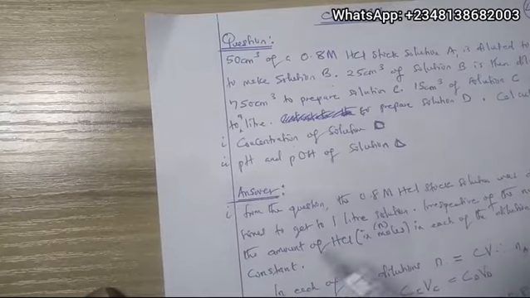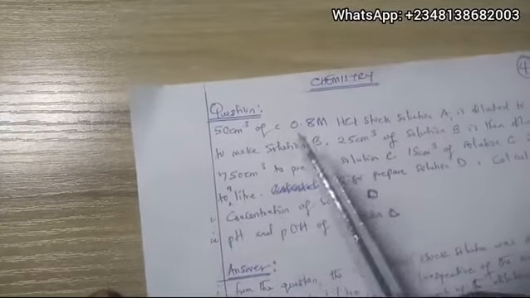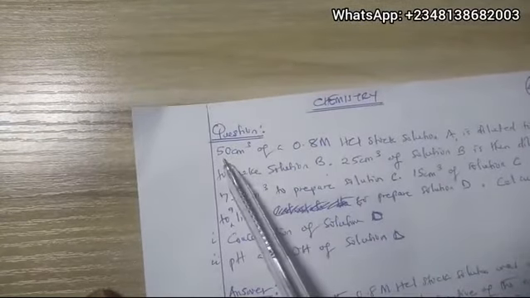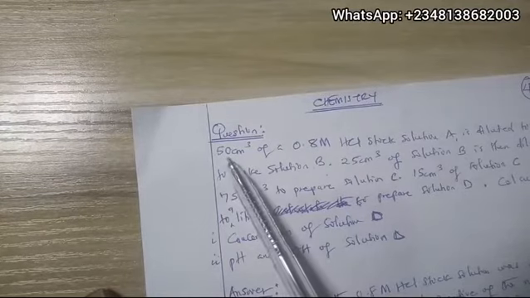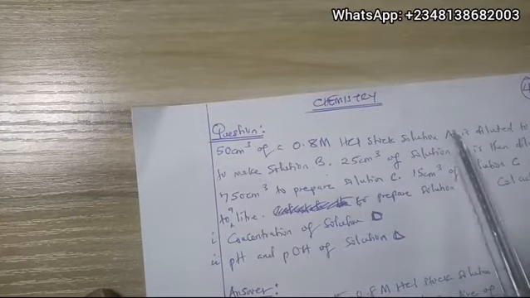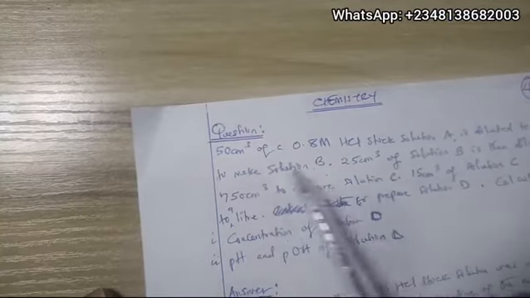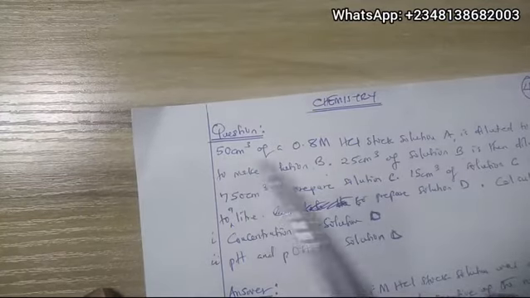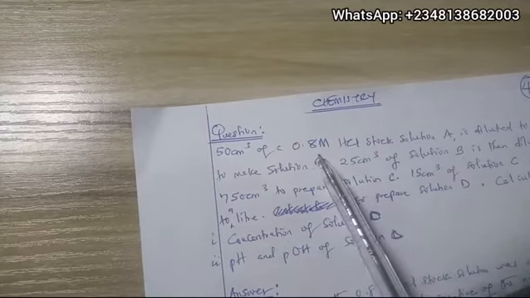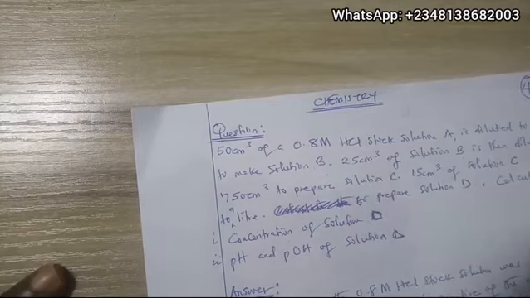So let's go to the first dilution. The first dilution is the one where we diluted solution A to solution B. What happened there is that 50 cm³ of solution A, which is 0.8 mole per dm³, was diluted to 500 cm³.